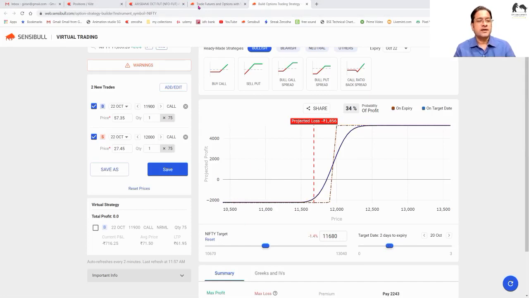Now, let's look at a long straddle. What is a long straddle? Now, I'm going long at a particular price with the call, and at the same time I'm taking a long call as well as a long put. Let us see, I'm expecting a sudden movement.